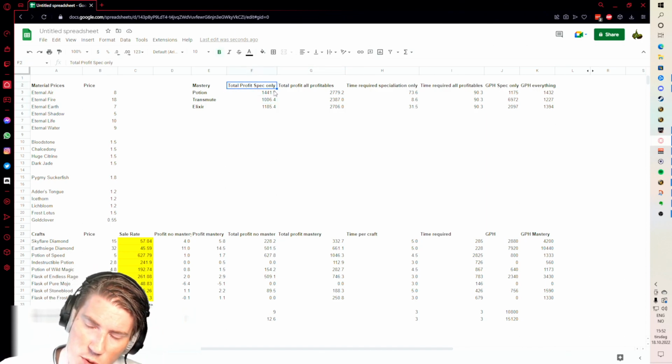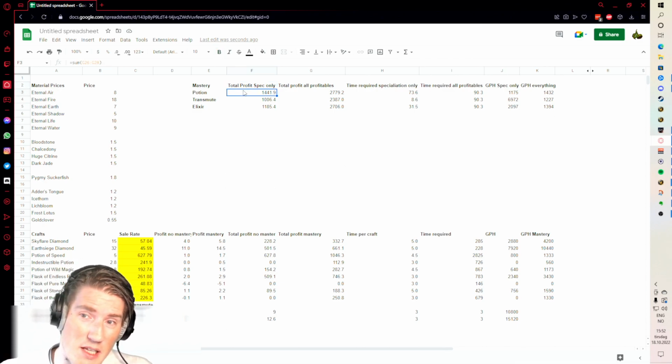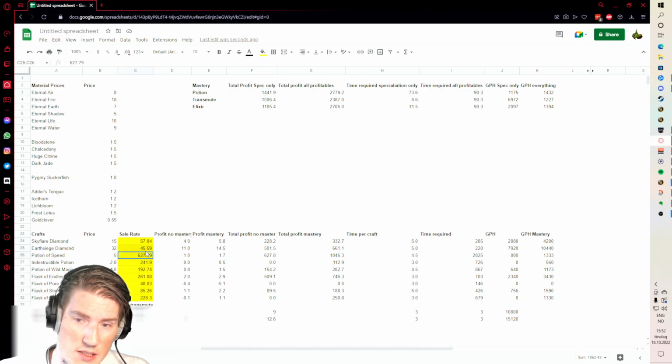The first column, total profit, specialization only. This is the profit of only the items in that specialization category. So this is the total profit available if you craft all of these, this quantity of potions and sell them.